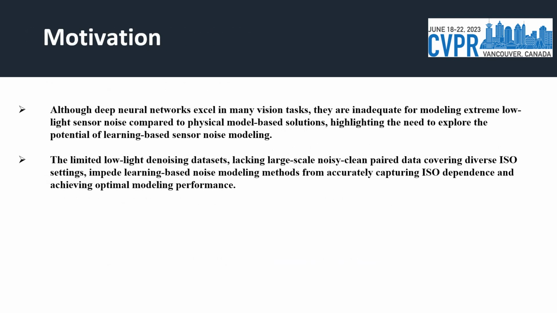Although deep neural networks excel in many vision tasks, they are inadequate for modeling extreme low-light sensor noise compared to physical model-based solutions, highlighting the need to explore the potential of learning-based sensor noise modeling. The limited low-light denoising datasets, lacking large-scale noisy clean paired data covering diverse ISO settings, impede learning-based noise modeling methods from accurately capturing ISO dependence and achieving optimal modeling performance.